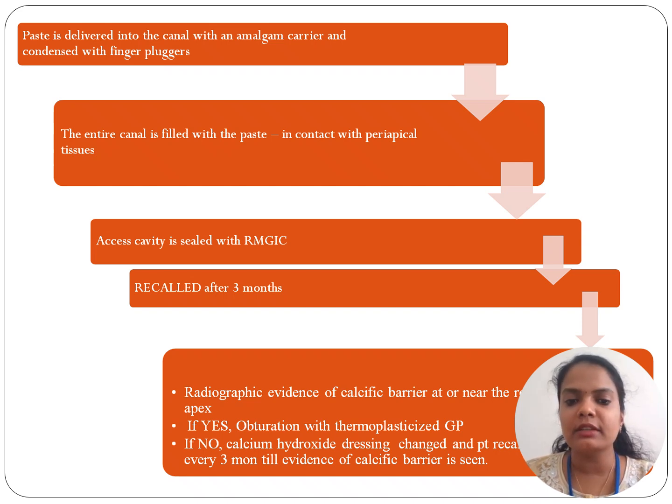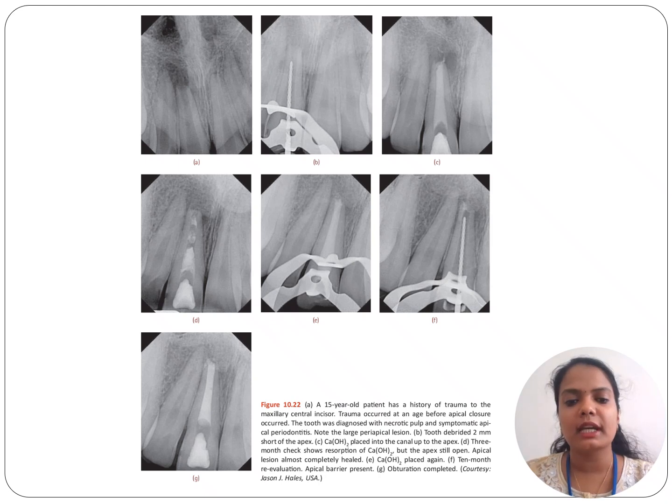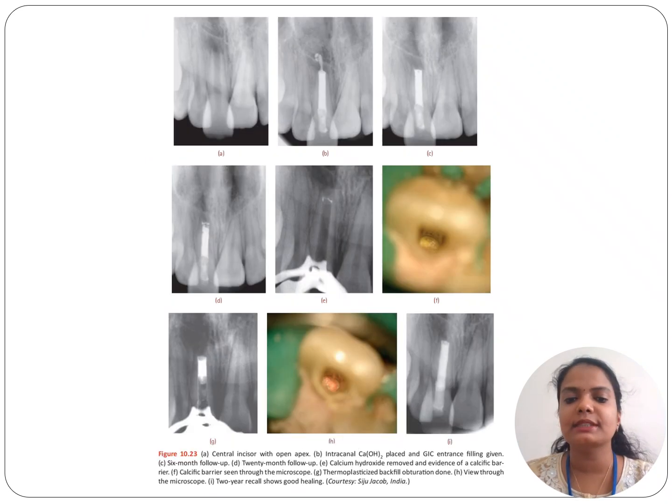Access cavity is then sealed with RMGIC and the patient is recalled after 3 months to observe radiographically for a calcific barrier. If a calcific barrier is obtained, the patient is then fit for obturation with thermoplasticized GP. And if the calcific barrier is not formed, then we have to wait for another 3 months till evidence of a calcific barrier is seen. These are the diagrams for apexification using calcium hydroxide paste.